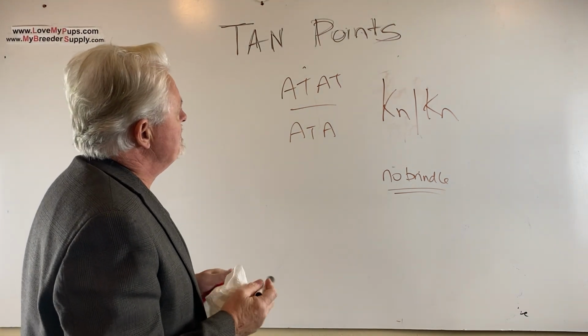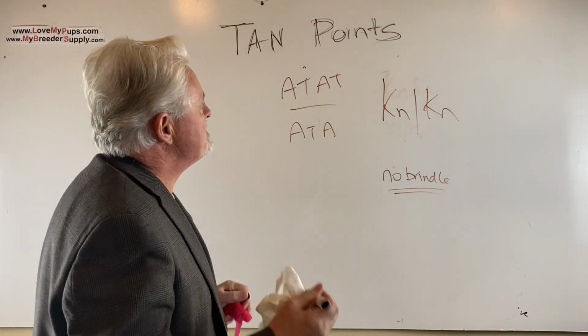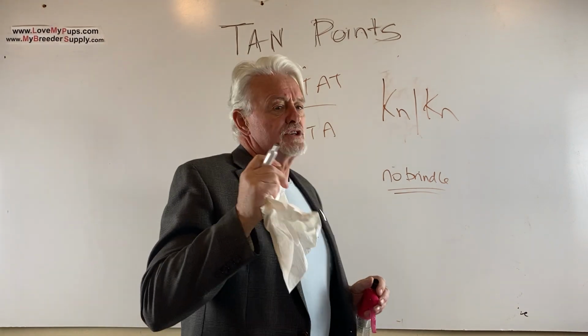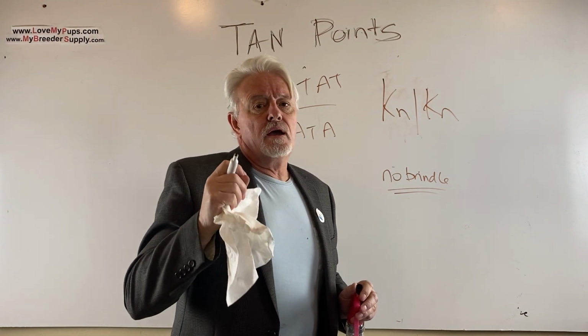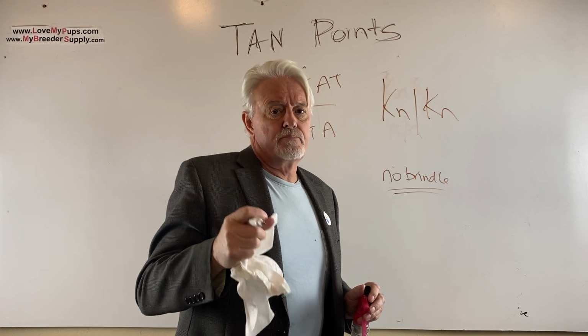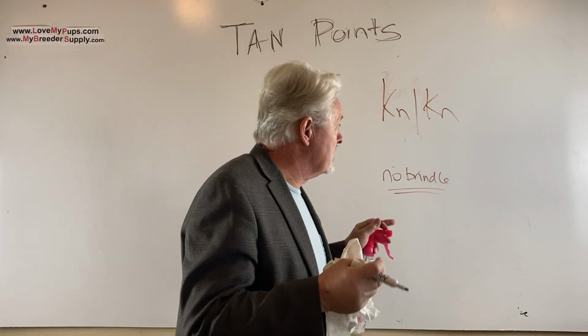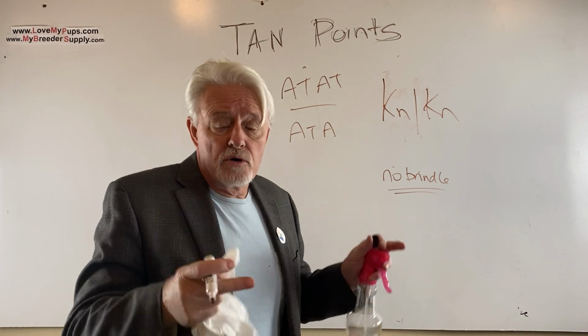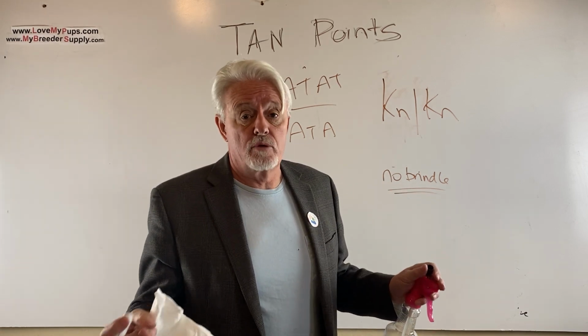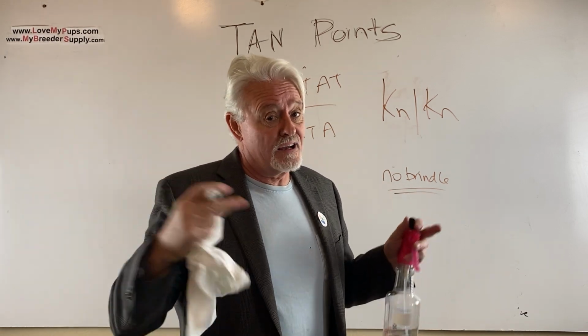Okay, so now the next thing is if this dog is a cream dog, then it will not show the tan points. Although, just like the brindle, it could have tan points, but you won't see them because the dog looks like a cream dog. Because remember, cream is like white paint, covers everything up.